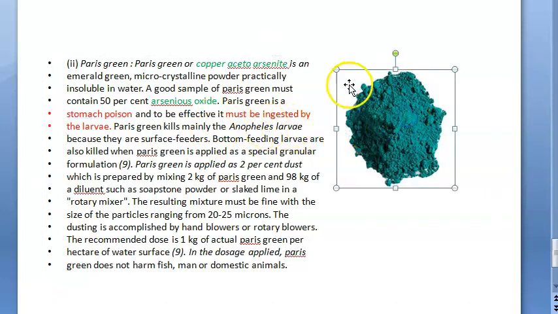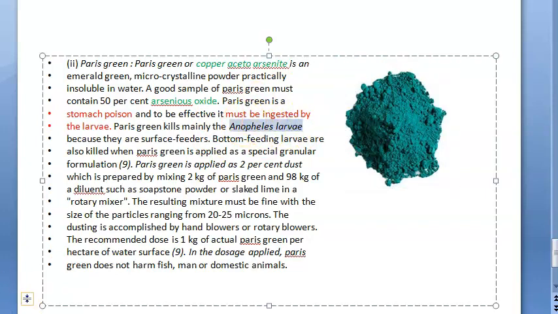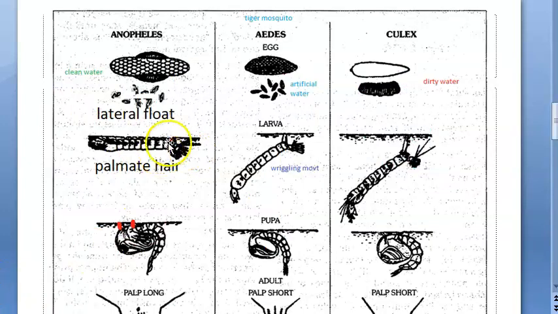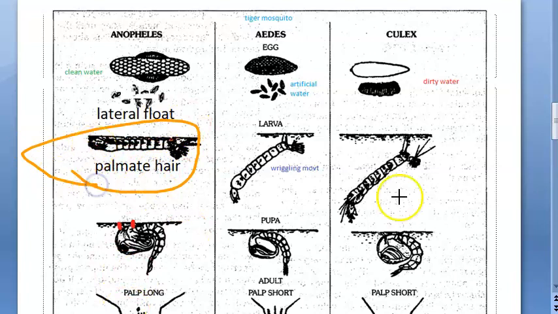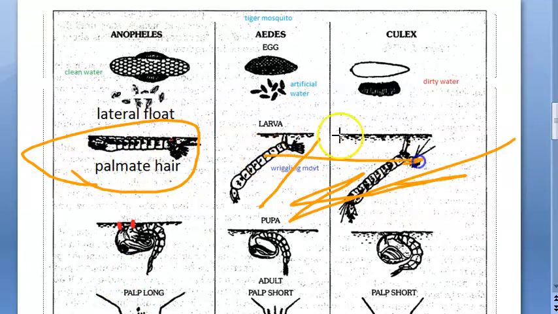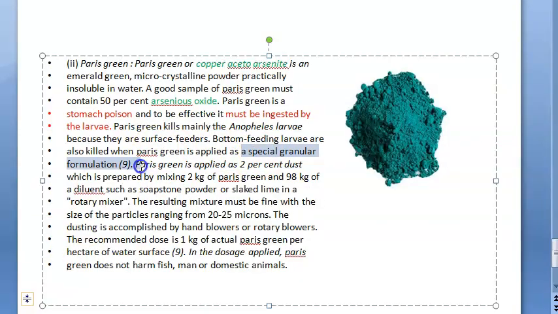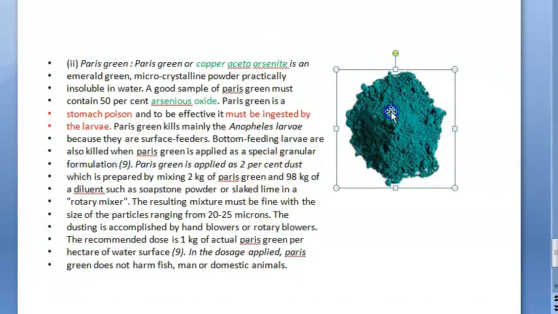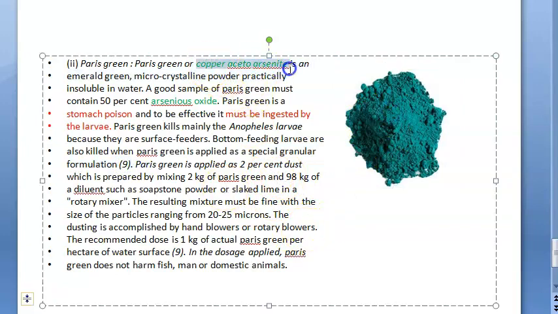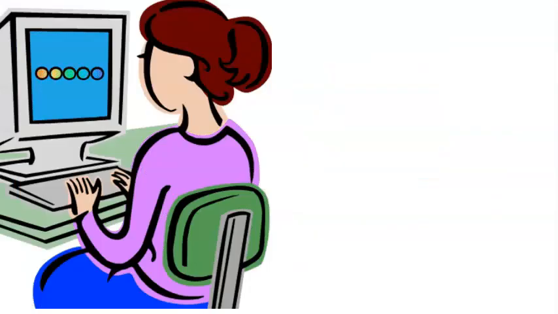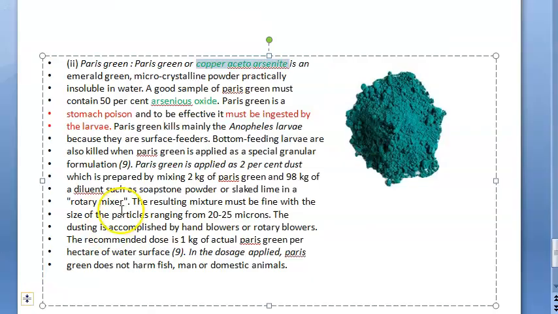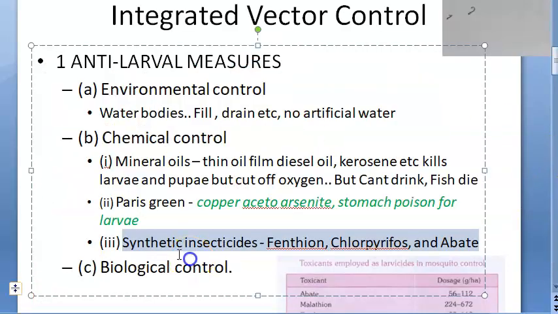So mainly if you put it in water, what will happen? The Anopheles larva will be on top, correct? No. Anopheles larva lies parallel to the water, you can see here. So mostly these will die. If you want Aedes, Culex and all to die, then you'll have to put some dust or some granular formulation. But mainly Anopheles will die if you do this, okay? So what is it? Copper arsenite. Very good.